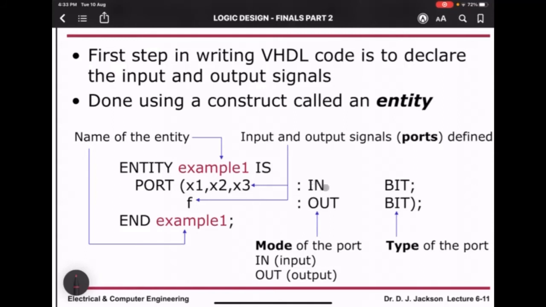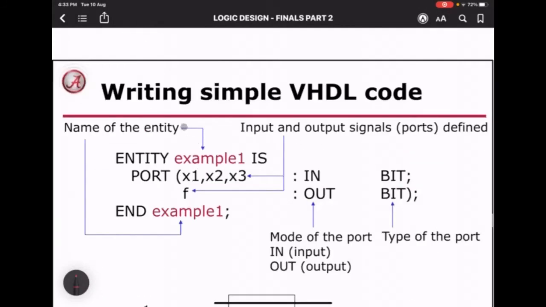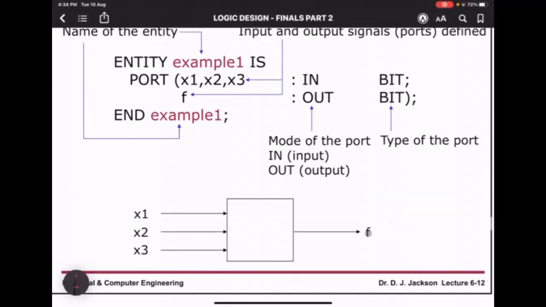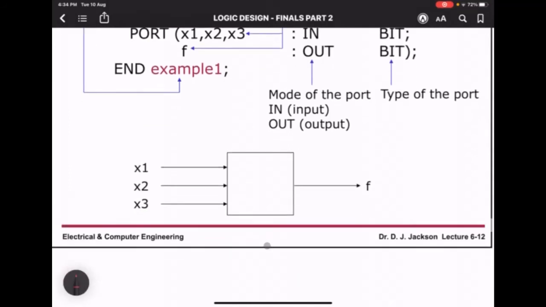This is the input, and its type is bit. This is the type of the port, and this is the mode of the port. This is the output, and these are the inputs. Then after they are placed, if there is no further instruction, we can terminate the procedure. So, end example1. The name of the entity and the input and output signal ports are defined, meaning declared, then terminated. So this is the diagram: output, input.